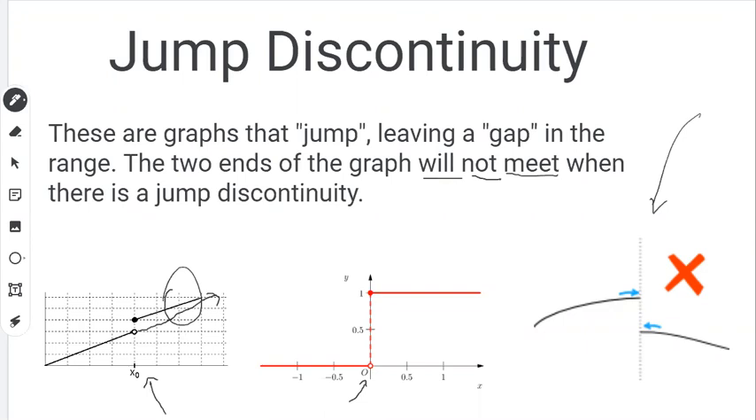So that's what a jump discontinuity is. The graph just jumps, okay? There's no other way to describe it. You'll know it when you see it. So that's called the jump discontinuity.